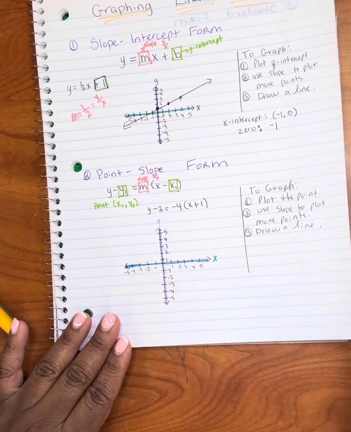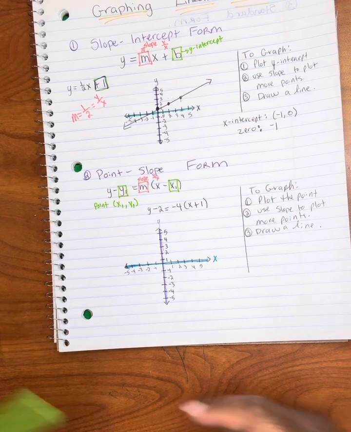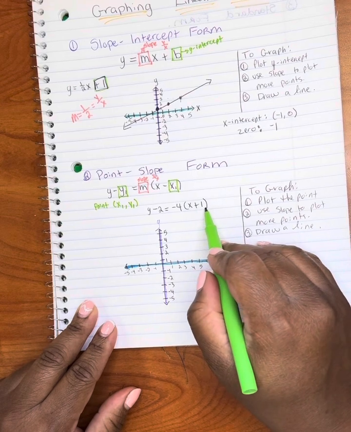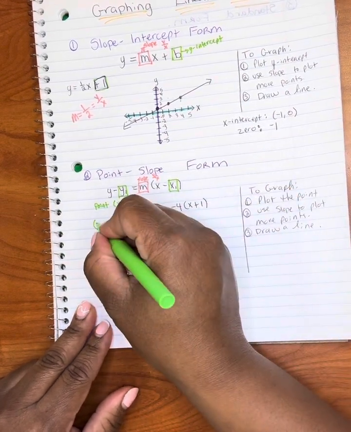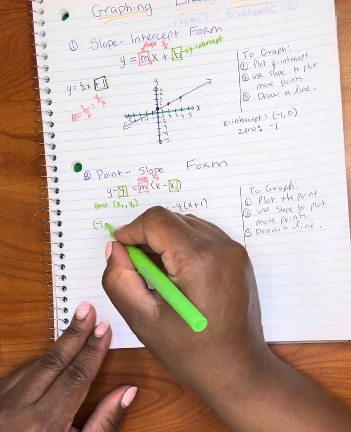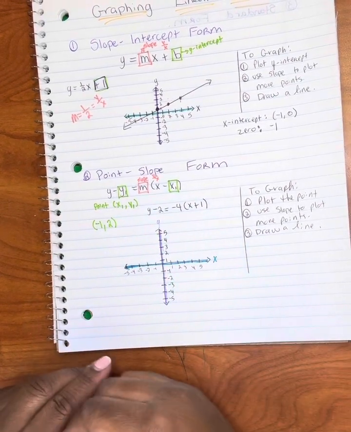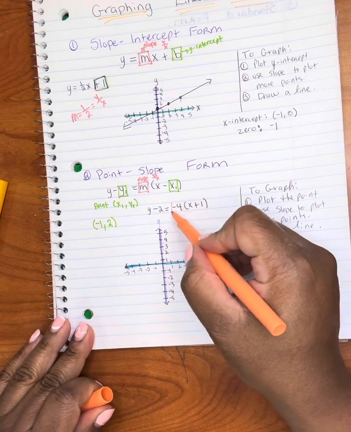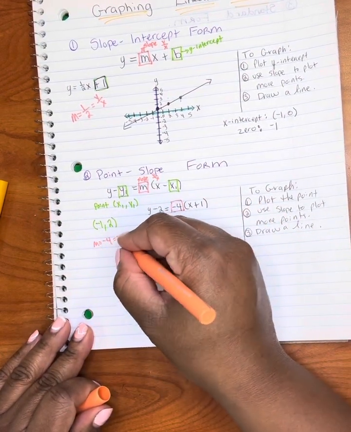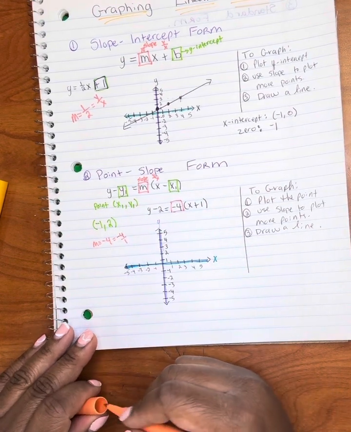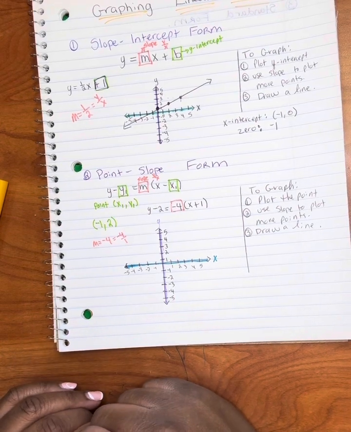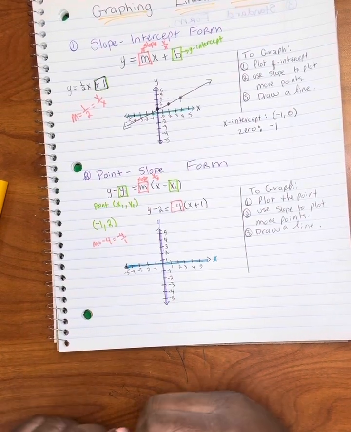Our point, we're looking at our x. So here it's +1. So we're going to write the opposite, which is -1. For our y1, it looks to be -2. So we write the opposite, which is +2. And then for our slope, we just look right in front of the parentheses, and that's the slope, -4, which can be written as -4 over 1. Don't forget, that's our y over x, okay? Y over x. So let's go ahead and plot our point.